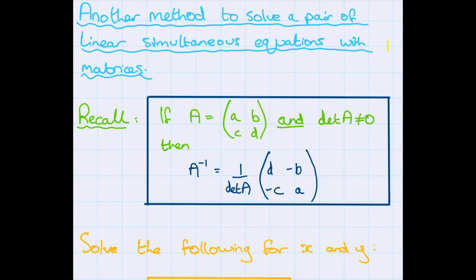Now, in this one, we're going to take a look at how to solve a pair of linear simultaneous equations using matrices. So we're going to make use of some linear algebra here. Hopefully you've been introduced to matrices before. One of the very first things you might learn is that for a 2 by 2 matrix, let's say A, which is just ordinary, A, B, C, D, and it has a non-zero determinant, so det A is non-zero, then we can find the inverse.